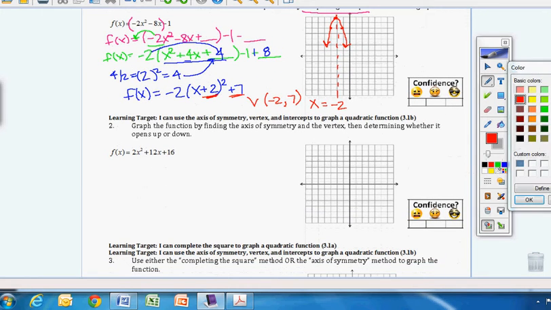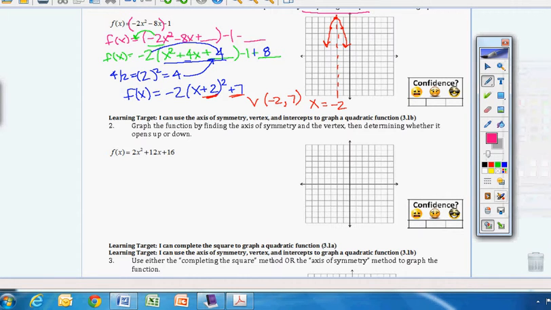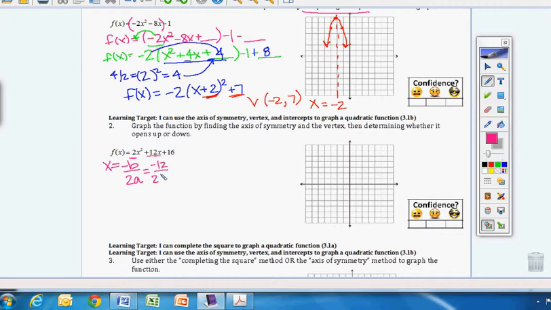Now we want to look at the axis of symmetry, actually finding that x value. So x is going to be equal to the opposite of b over 2a. My b value is 12, so the opposite is negative 12. And my a value is 2, so 2 times 2. So I have negative 12 over 4. My x value is negative 3.